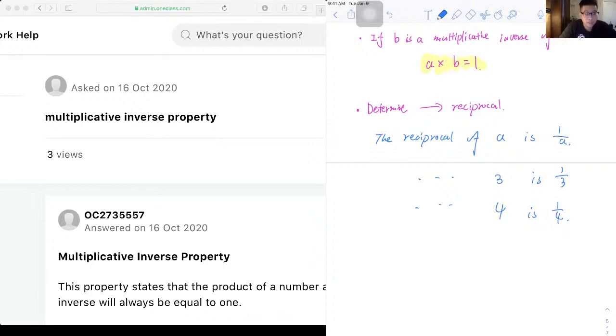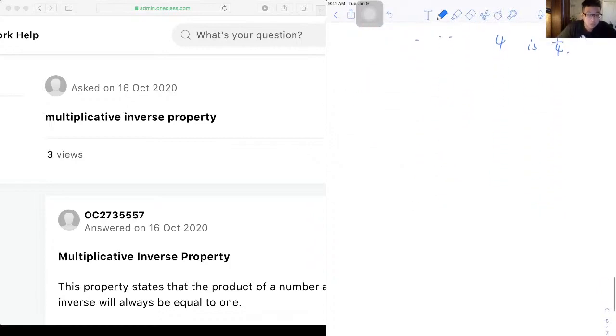Okay, so let's try with an example. We have 5, and the reciprocal of 5 is just 1 over 5. So 5 times 1 over 5 is going to be equal to 1. Okay, which means 1 over 5 is the multiplicative inverse of 5.